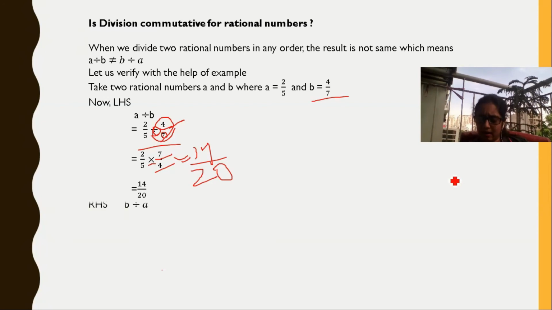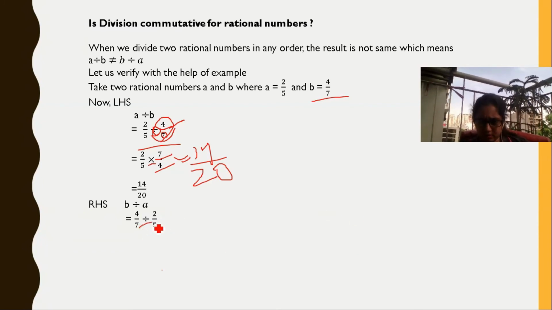Now take the right hand side. If we get the same result, it means that division is commutative for rational numbers. Otherwise, it is not commutative for rational numbers. So b is 4 upon 7 and a is 2 upon 5. When we divide 4 upon 7 by 2 upon 5, how will we divide this?